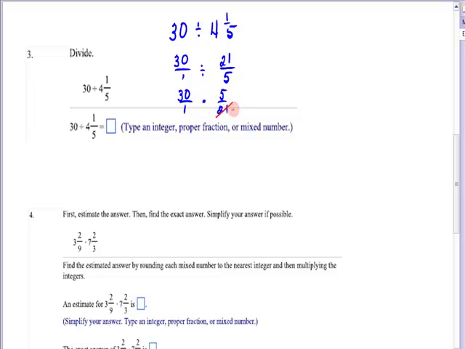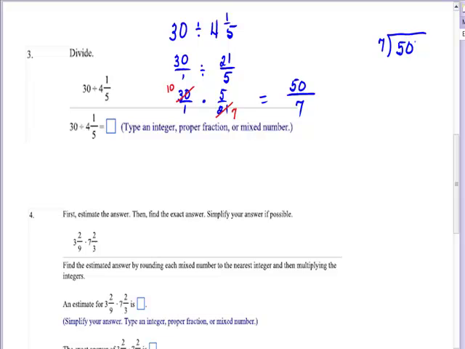3 goes into 21 7 times. 3 goes into 30 10 times. Multiply the tops for 50. Multiply the bottoms for 7. Now, that's an improper fraction. That's not one of my format choices. So, I need to take 7 and divide it into 50.